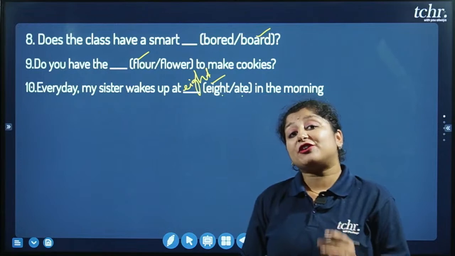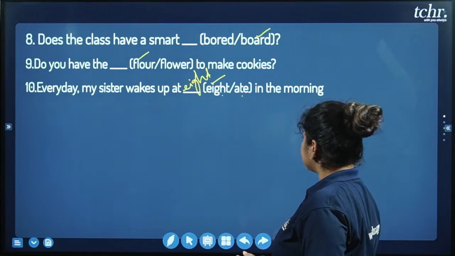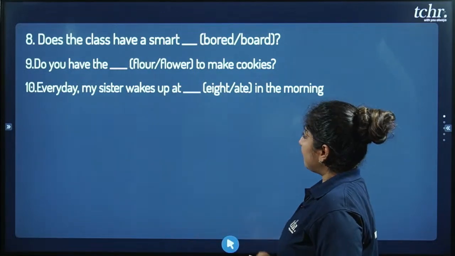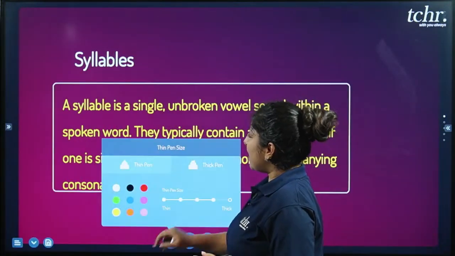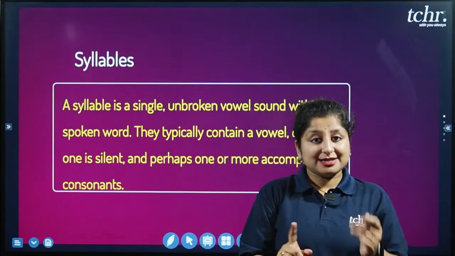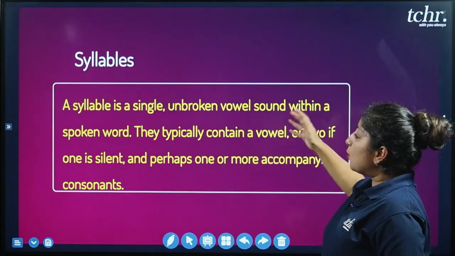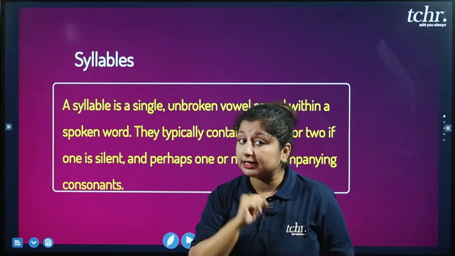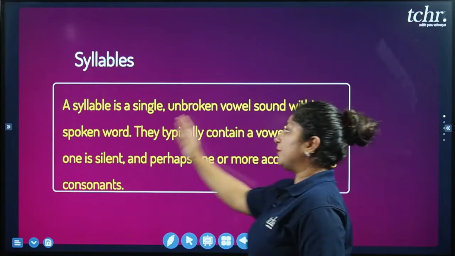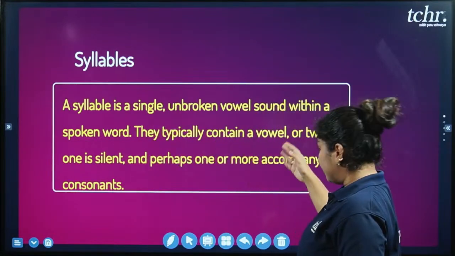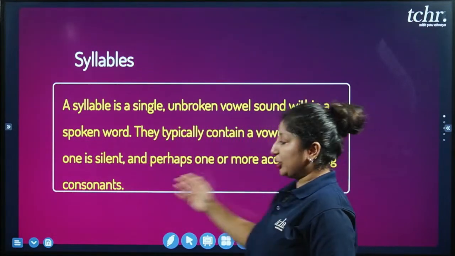Okay? Now, moving on to the next concept. This is also very interesting. Which is the next topic that we're going to discuss today? It is syllables. What are syllables? A syllable is a single unbroken vowel sound within a spoken word. They typically contain a vowel, or two if one is silent, and perhaps one or more accompanying consonants.